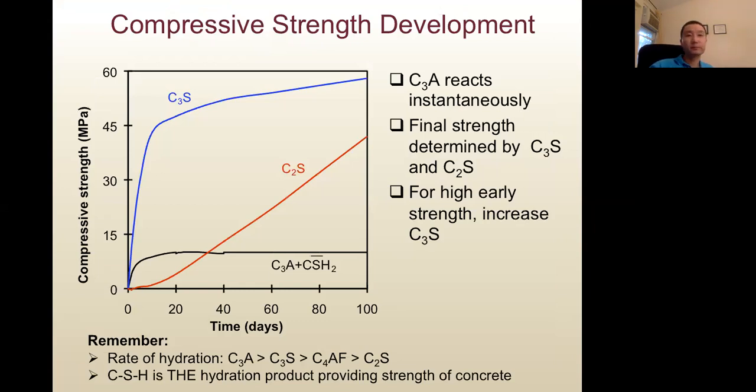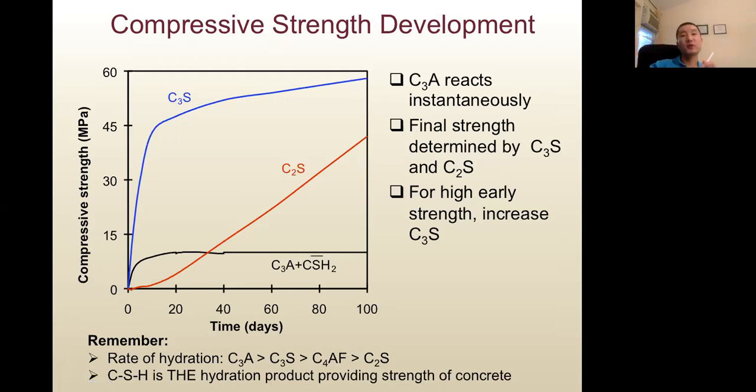All right. And here shows compressive strength development of different compounds, C3S, C2S, and C3A with gypsum. As you can see from the figure, C3A will react instantaneously. In the first few hours, it will almost fully react. But the strength of C3A is much lower compared with the hydration product of C3S and C2S, because the products of C3A, ettringite and the monosulfate aluminate, are much weaker compared to the hydration products of C3S and C2S, which is CSH and calcium hydroxide. So the final strength of concrete is determined by the percentage of C2S and C3S.